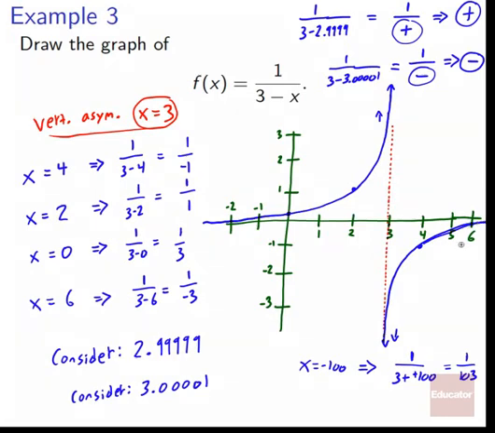Same thing as we go out to the right. But we'll be coming from the negative side, because if we look at a very, very large positive number like 1 over 3 minus 100, a positive 100 plugged in for x, we'll get 1 over negative 97. So it will be a very small number, but a very small negative number because we've got that negative on the bottom. And so we'll be on the bottom side. We'll be below the x-axis.